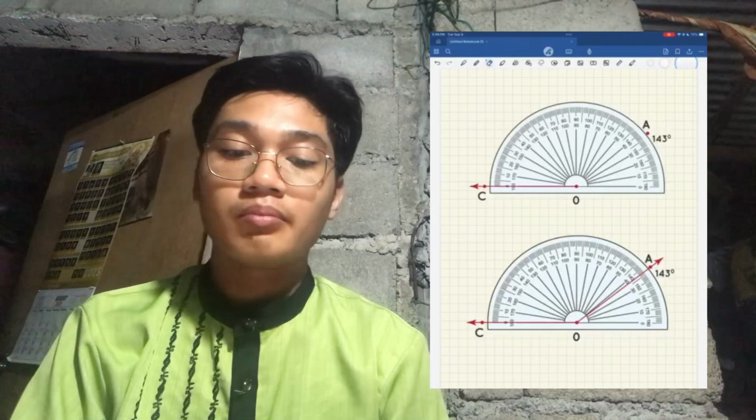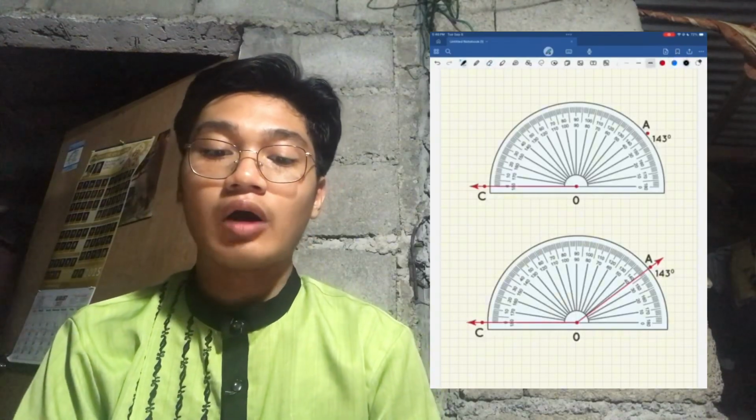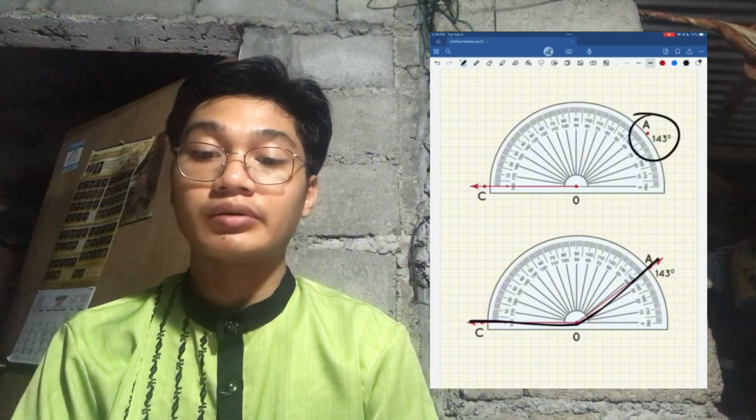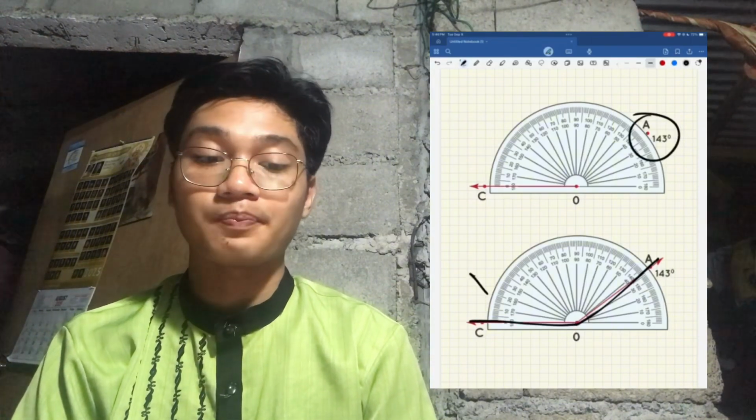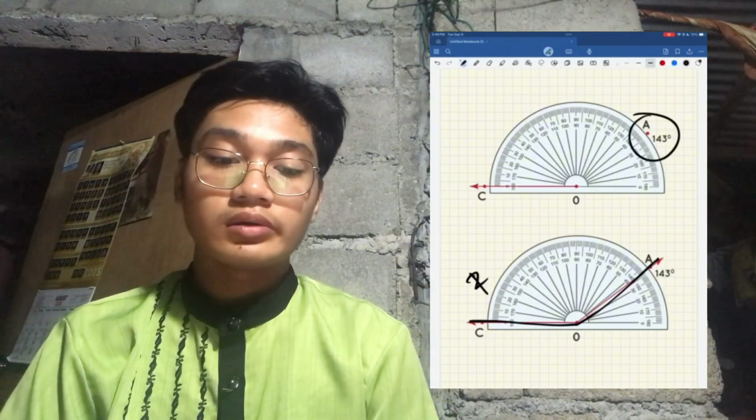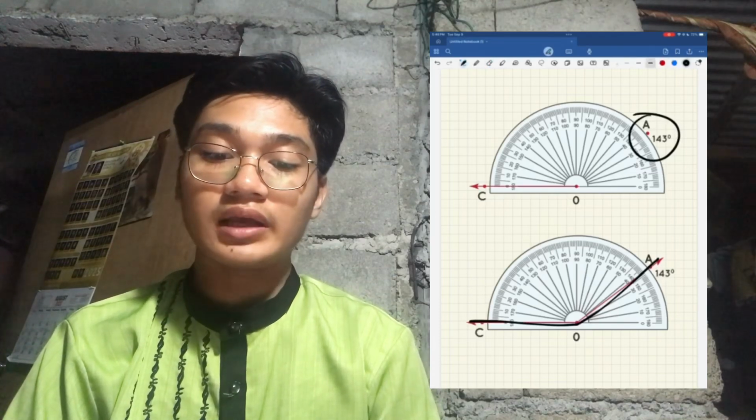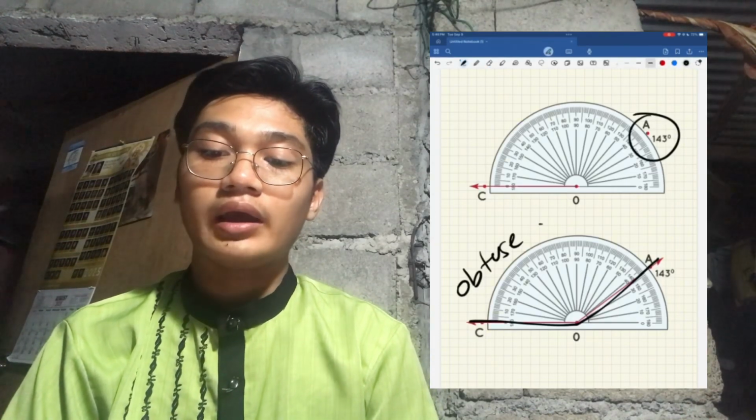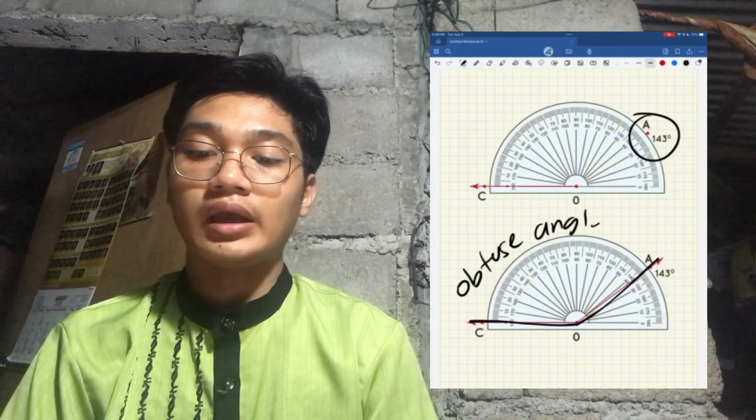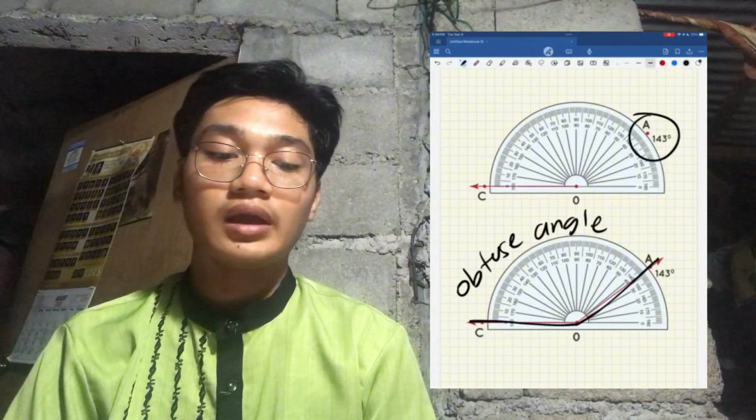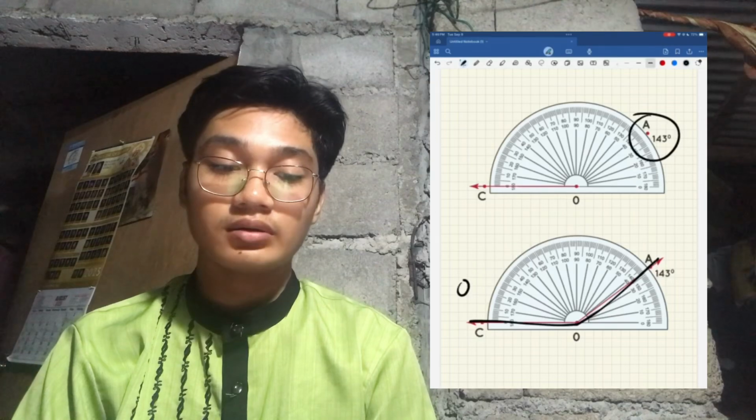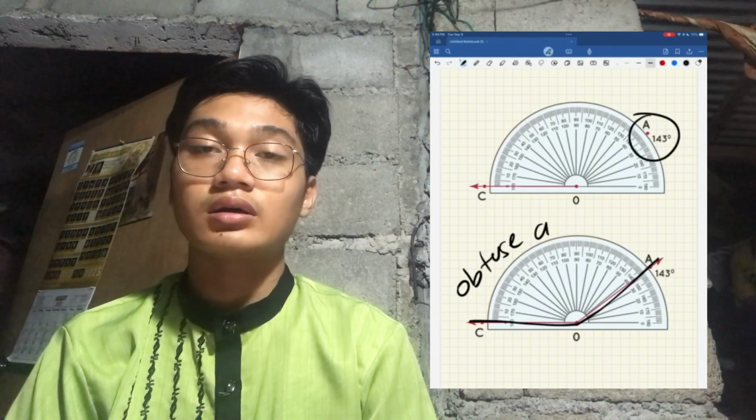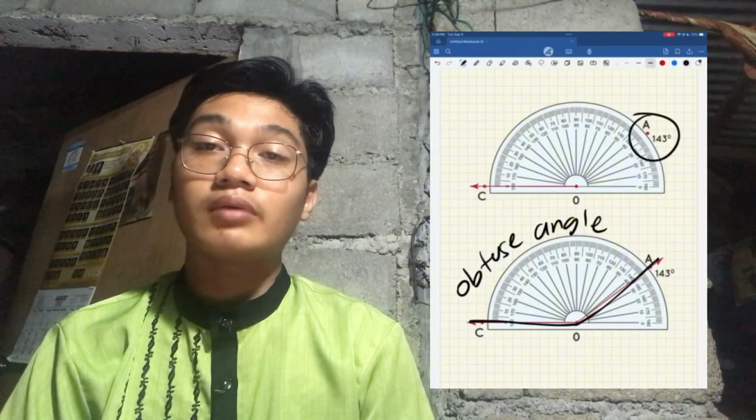This is the way to measure an obtuse angle. Step 1. Measure the angle using the outer scale of the protractor from the 0 degree mark on the bottom left. Step 2. The number on the outer scale of the protractor that coincides with OA is the measure of angle AOC. Thus, angle AOC is equal to 143 degrees.